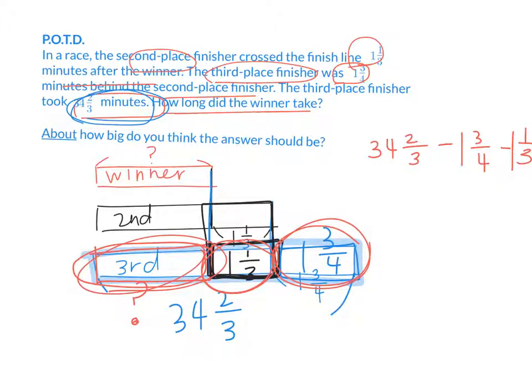What should our least common denominator be? 12. Okay. So let's rewrite those fractions. 34 2/3 is the same as 34 and how many twelfths? 8 twelfths. Okay. 1 3/4 is the same as 1 and how many twelfths? 9 twelfths. 1 1/3 is the same as 1 and how many twelfths? 4.